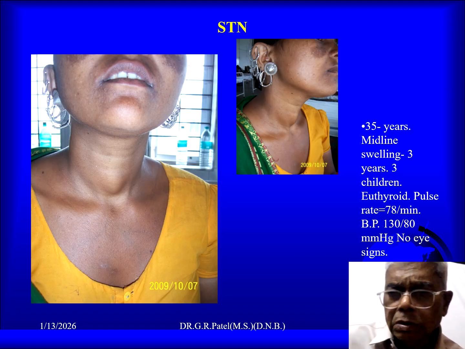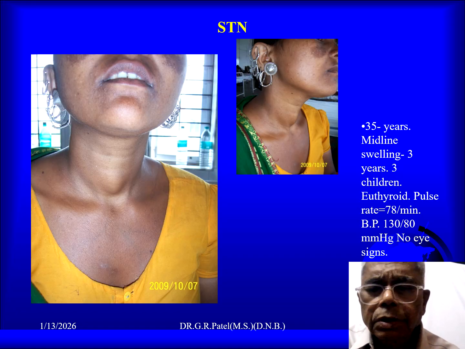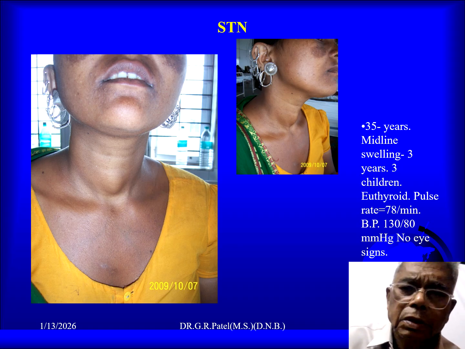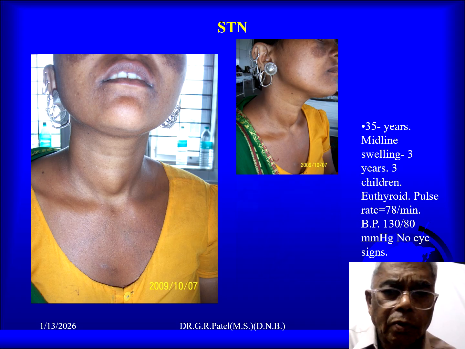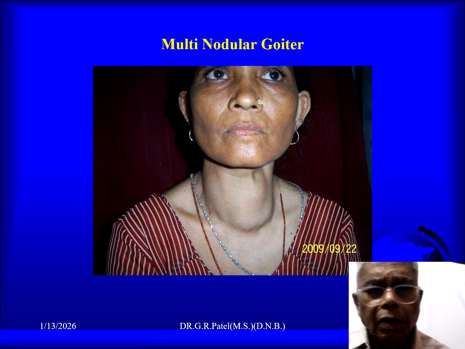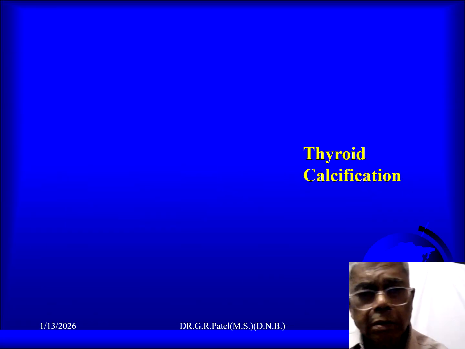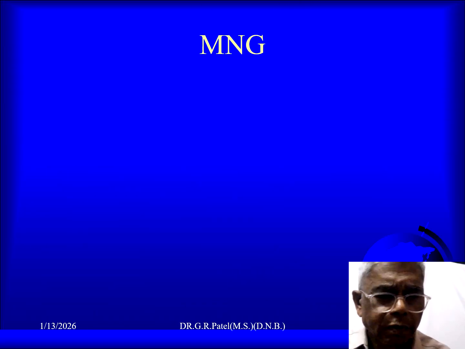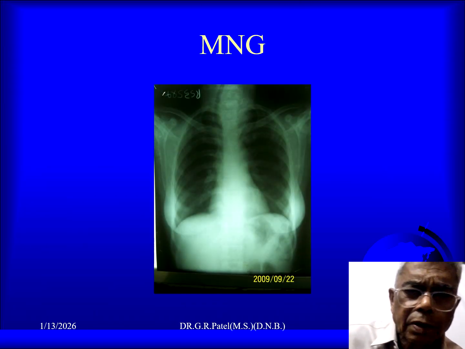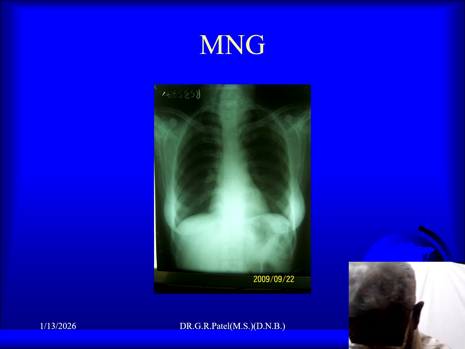Solitary thyroid nodule, midline swelling, 3 years, 3 children, euthyroid, pulse rate 78 per minute, BP 130/80 millimeter of mercury, no eye signs. Multinodular goiter. This is again multinodular goiter, thyroid calcification present. X-ray shows the trachea is deviated and compressed.